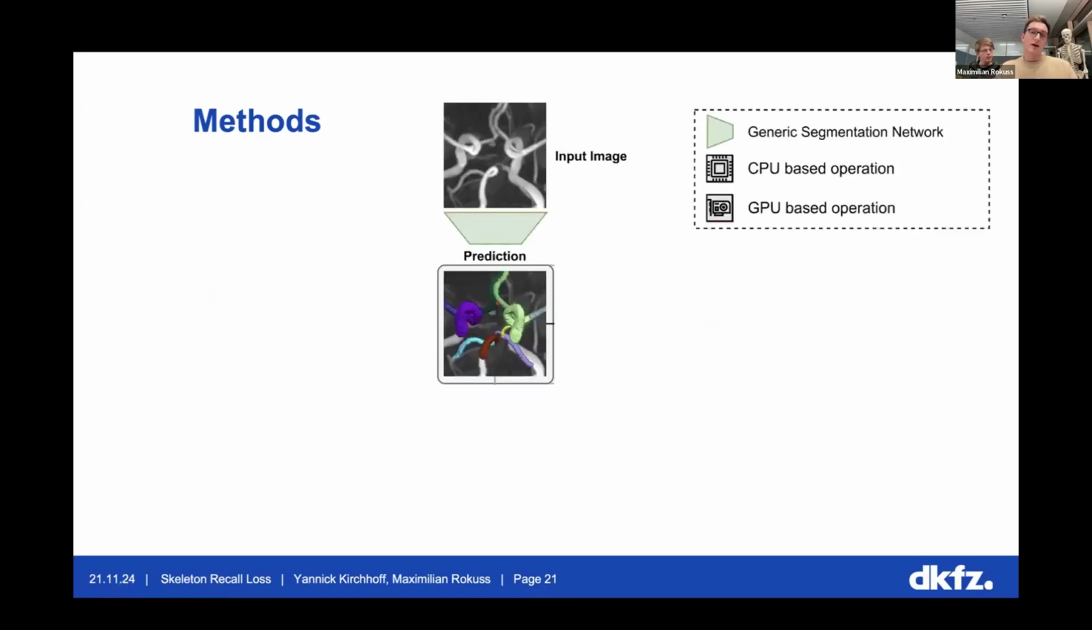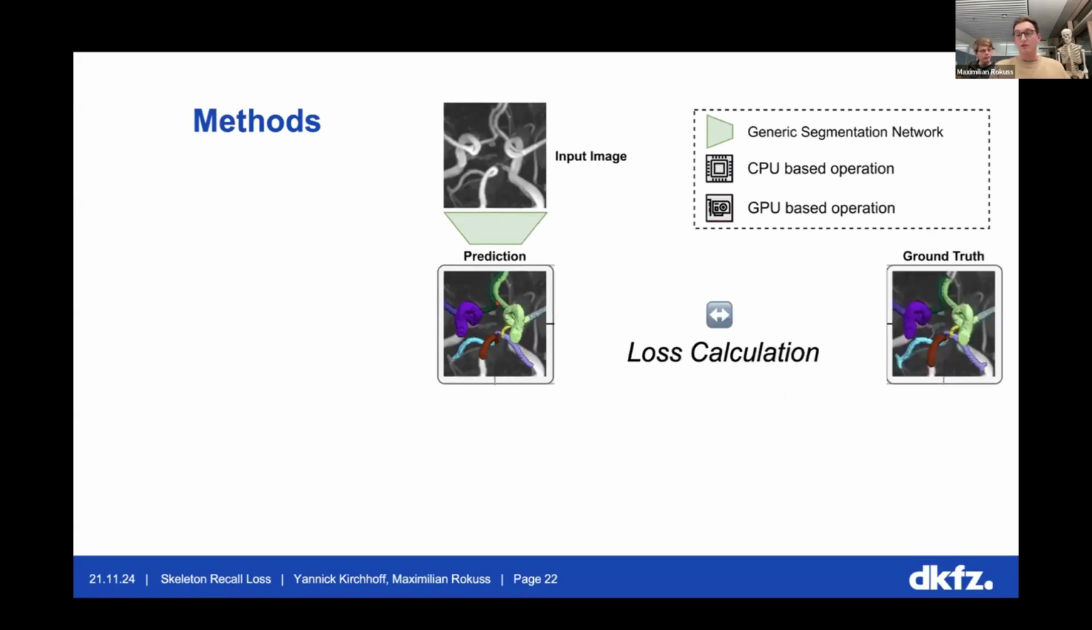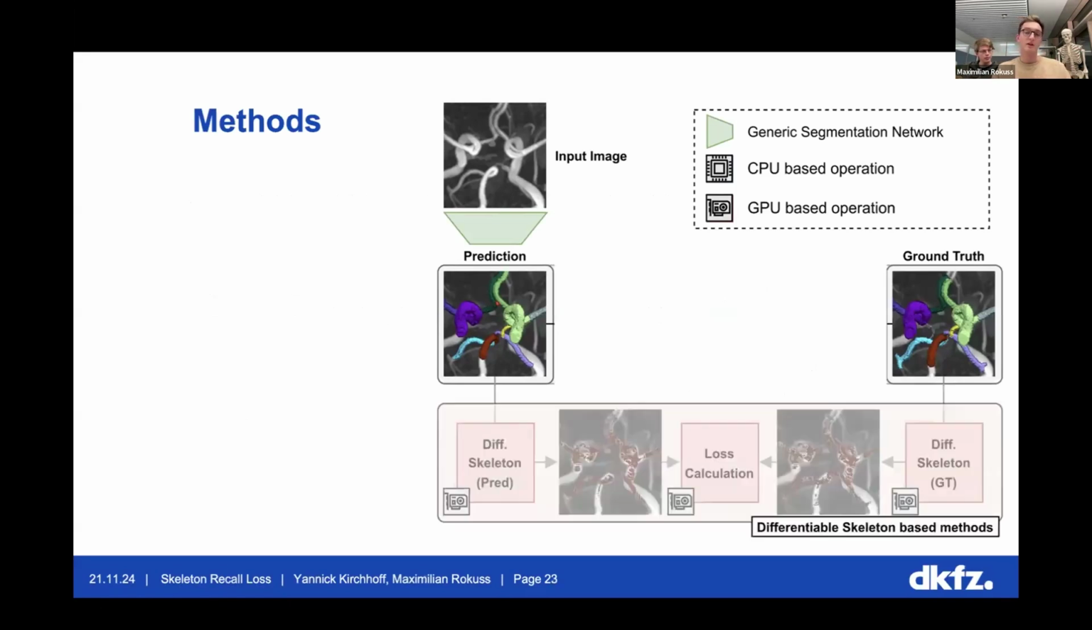Putting everything together, what we have is the input image, which is passed through any segmentation network, and it produces a prediction. With that prediction, we want to regress to a ground truth and do a loss calculation in between. Differentiable skeleton-based methods would do what we see as a kind of detour, as you can see on the bottom here. You first have to calculate the differentiable skeleton of your prediction, and again the skeleton of the ground truth, and then do a loss calculation between those two, additionally to all the other losses. And all of this is happening on GPU and makes everything slower.